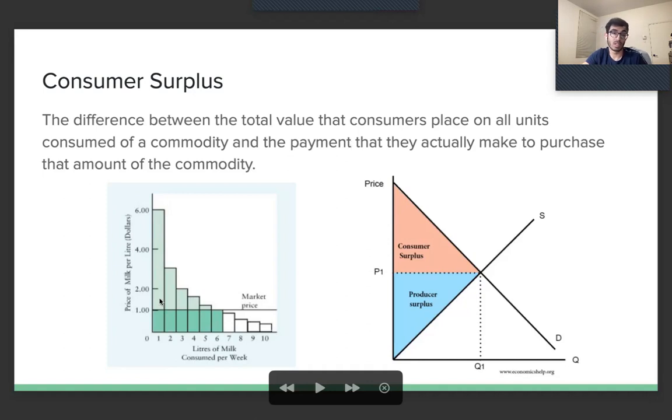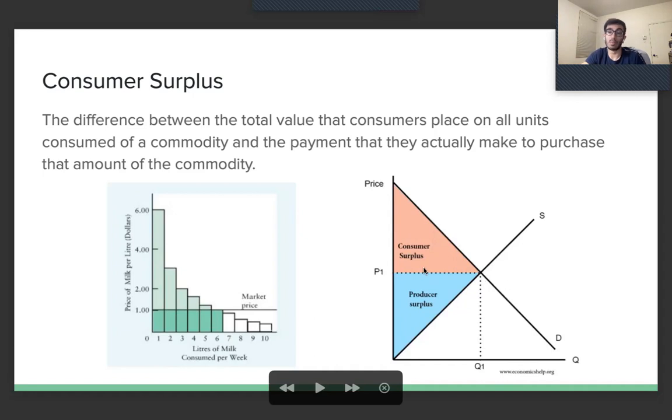Yeah, it's the difference between the value that the consumer is actually placing on the good for all these units. So that's the area of these bars minus the actual price or the payment that they make to purchase that good, which is 1. So the difference is this area. And if you look on the right, it's more clear in terms of the graph, where the orange shaded area is the consumer surplus.